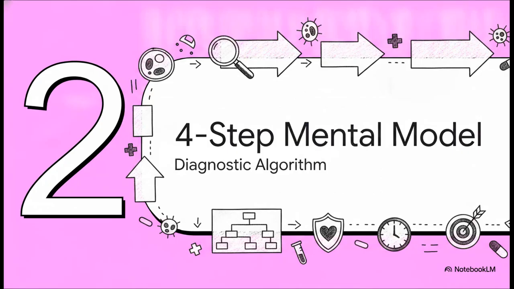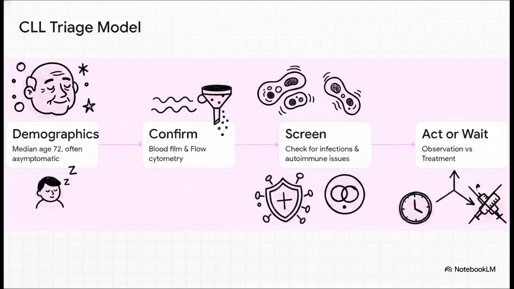Moving on to Section 2, let's shift gears and look at the 4-step mental model. This is your reliable algorithm for triage. When you suspect a case of CLL, I want you to approach it sequentially with this 4-step mental model. Step 1. Spot the demographics and clues. You're usually looking at an elderly patient. The median age is around 72, and they're often totally asymptomatic but presenting with a high lymphocyte count.